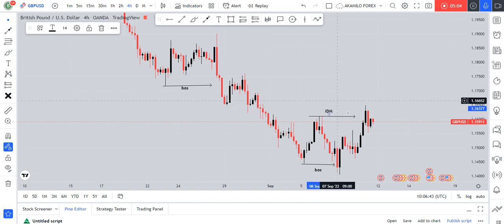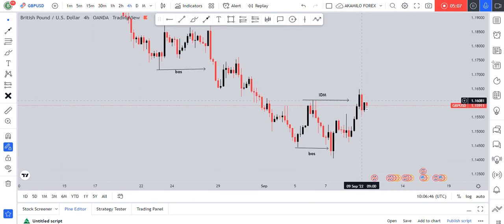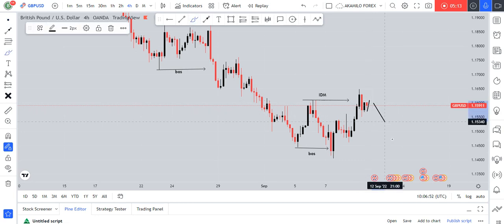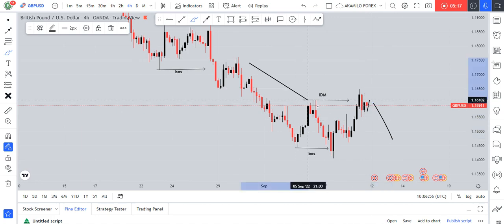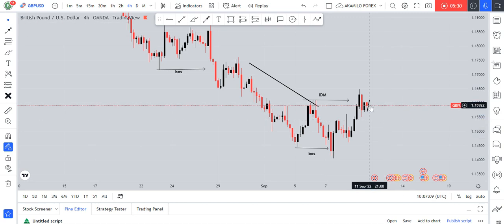Since here is our inducement leg and price has taken this high, we will now be looking to the lower time frame to see whether price will use a single leg mitigation to continue this bearish move, or price will use this trend line liquidity to grab more liquidity and then continue the bearish move. So let's move to the lower time frame. Let's go to the 30 minutes time frame.